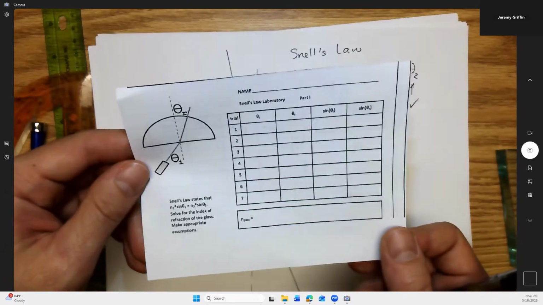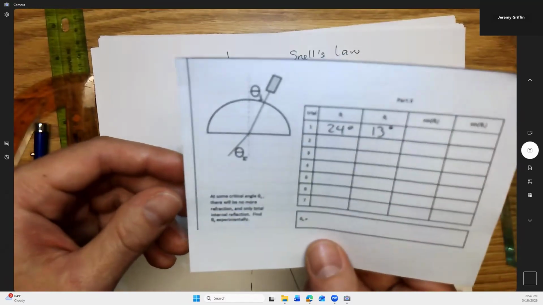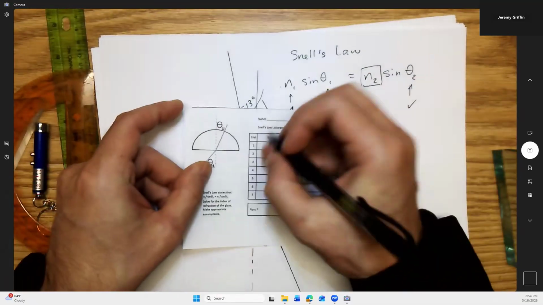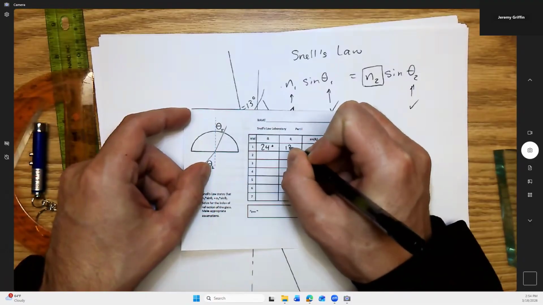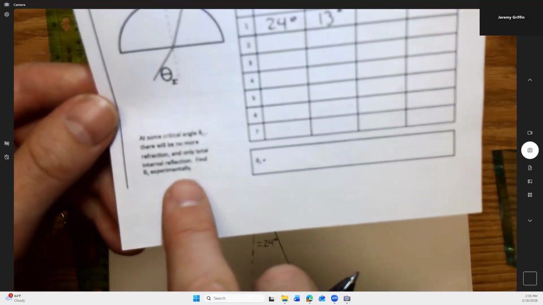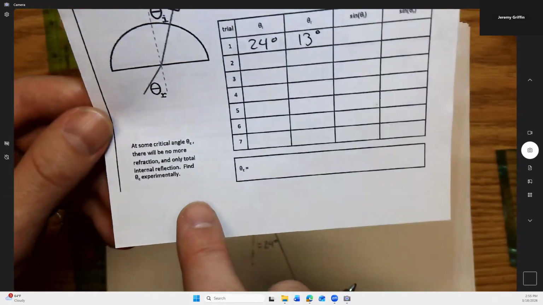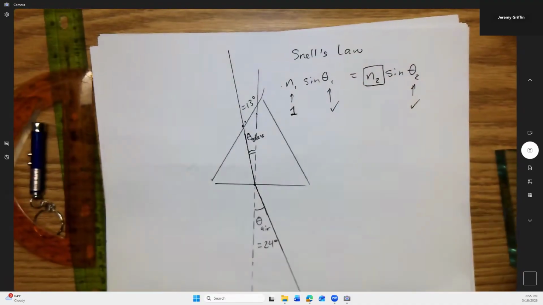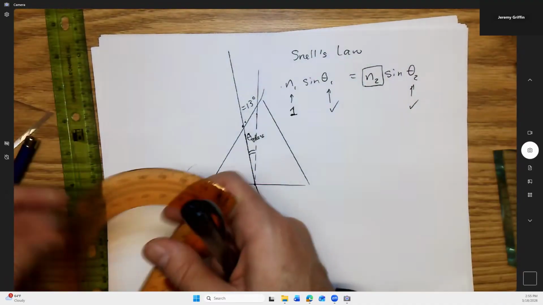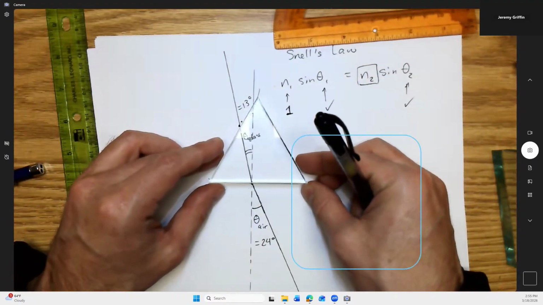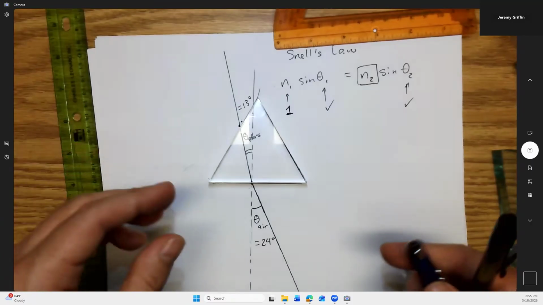Now, if you flip over the page, actually, I recorded the wrong side there. This is 24 degrees, 13 degrees, and so on. On the other side, there's a different question. It says, what is the critical angle? You can determine the critical angle experimentally, which is to say, let me try to do that with you here, or you can calculate it through Snell's law after you know the index of refraction.